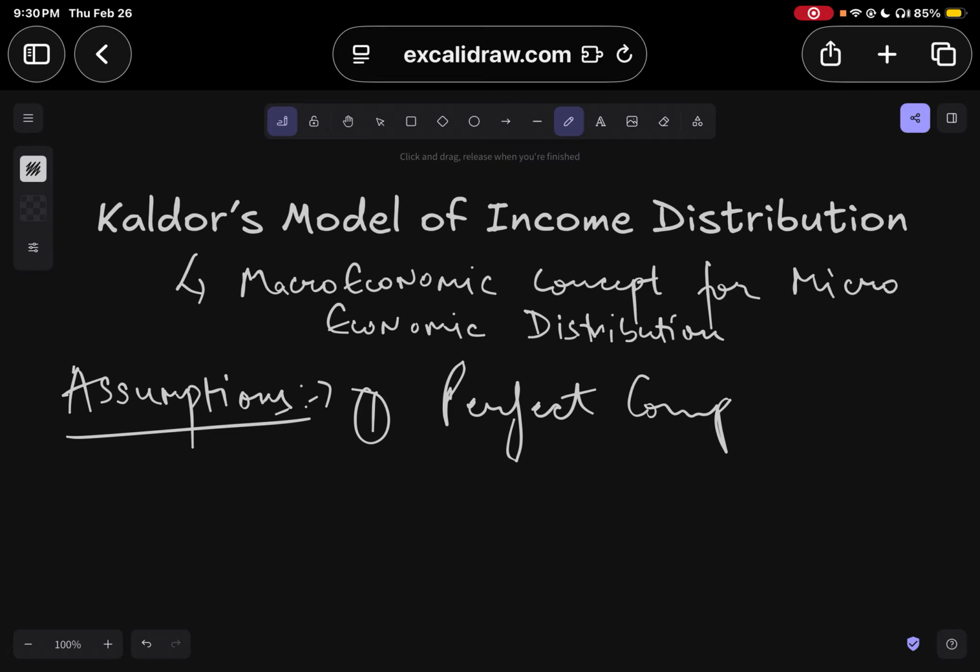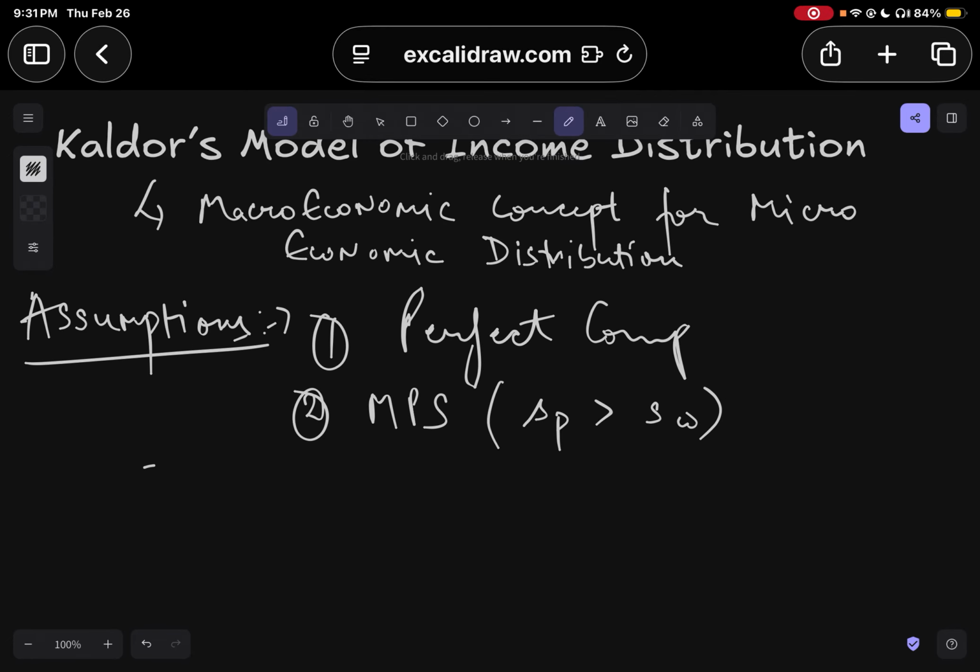Second is MPS of profit sharing class is higher than MPS of working class. It is quite intuitive as well. So MPS of profit making class, SP, is higher than SW, because obviously the working class would more tend to consume rather than save and invest. However, the higher profit making class usually tends to invest more and the consumption becomes stagnant at one point. So that's why. Third is economies at full employment.